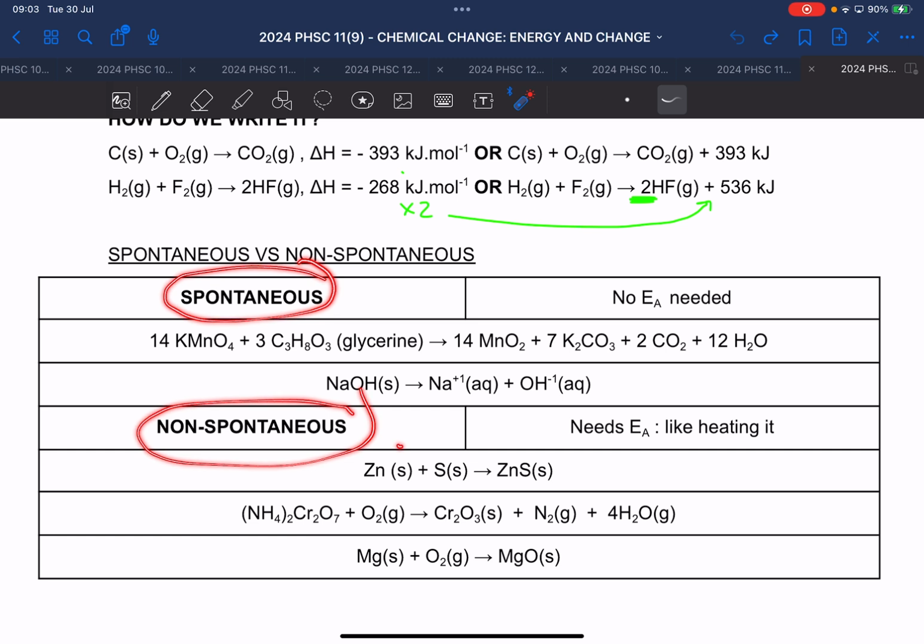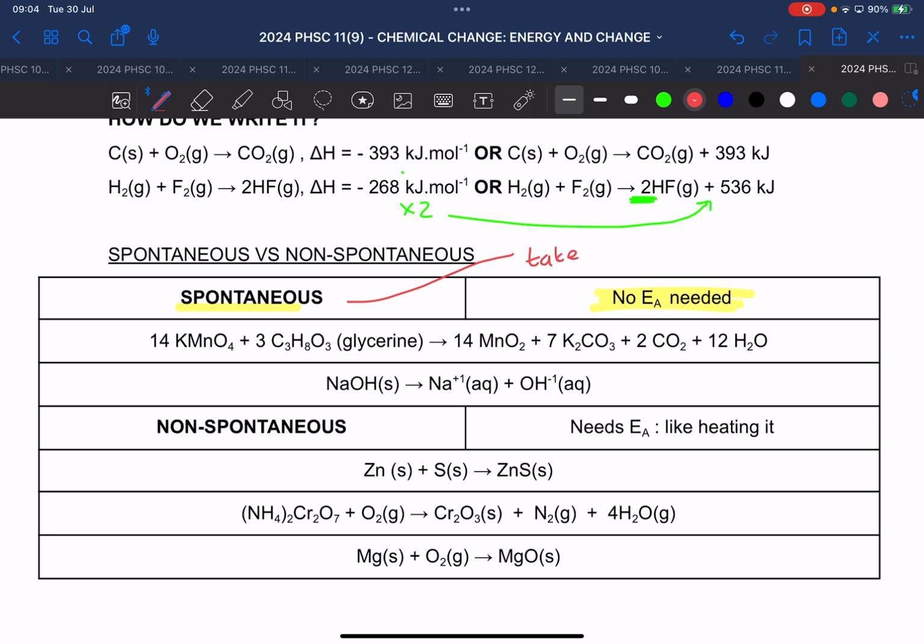Right. Now, we have something called spontaneous and non-spontaneous. Spontaneous is it just happens by itself. So spontaneous means it doesn't need any activation energy. You don't have to heat it up or stir it too much or anything like that. Because if it's spontaneous, it means it takes energy from its surroundings. Say again? It's independent of external energy, yes.